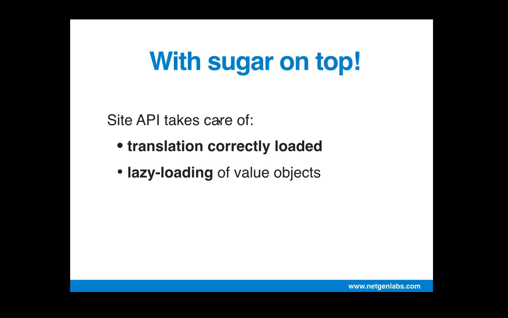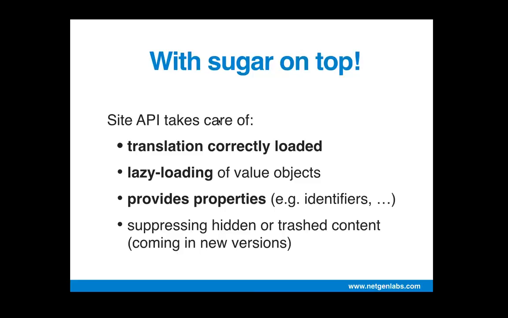Lazy loading is done for value objects. This is, of course, quite important because of performance. You don't want to load the whole thing. You are basically loading the things that you are calling. It provides additional properties like content type identifiers, field type identifiers, and stuff like that, which are very needed when you code the templates. It does make sense that you need to do additional coding to get these properties. So they are provided.